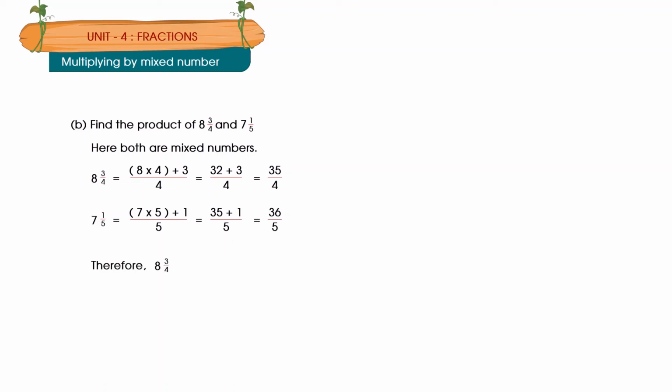Therefore, 8 3/4 × 7 1/5 = 35/4 × 36/5 = 63/1 = 63.